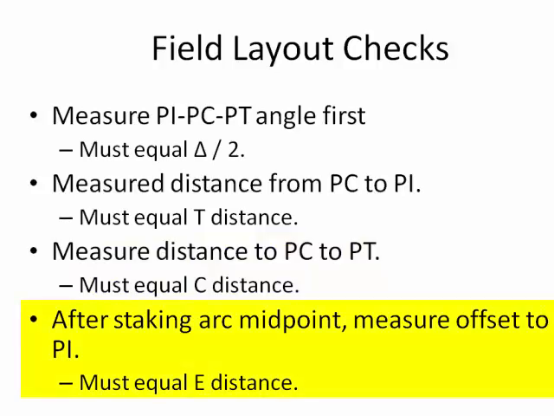As you stake the curve, it's wise to stake the midpoint. Then once you've staked it, before you move past that, use a tape and measure the offset from the arc midpoint to the PI. This needs to equal the E distance, that is the external distance that you calculated at the beginning. If there is not reasonable agreement between your measured E distance and your calculated E distance, this should give you sufficient pause to investigate the cause of the error, determine whether it's a physical measurement problem or a computational problem.